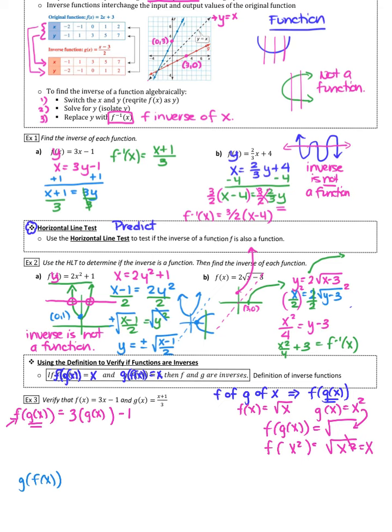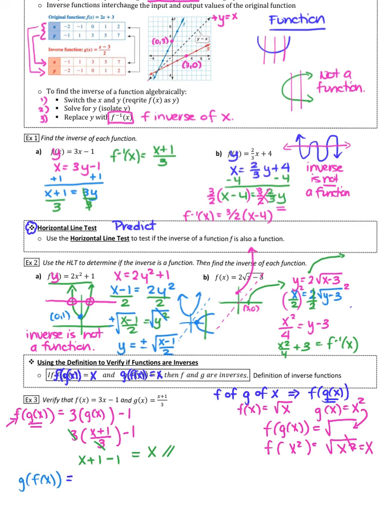Well, what is g of x? G of x is x plus 1 divided by 3 minus 1. And now we just simplify. So the 3's will cancel, and that gives me x plus 1 minus 1, and that gave us just x. All right, so it worked fine in that direction. Now let's do it in the other direction.